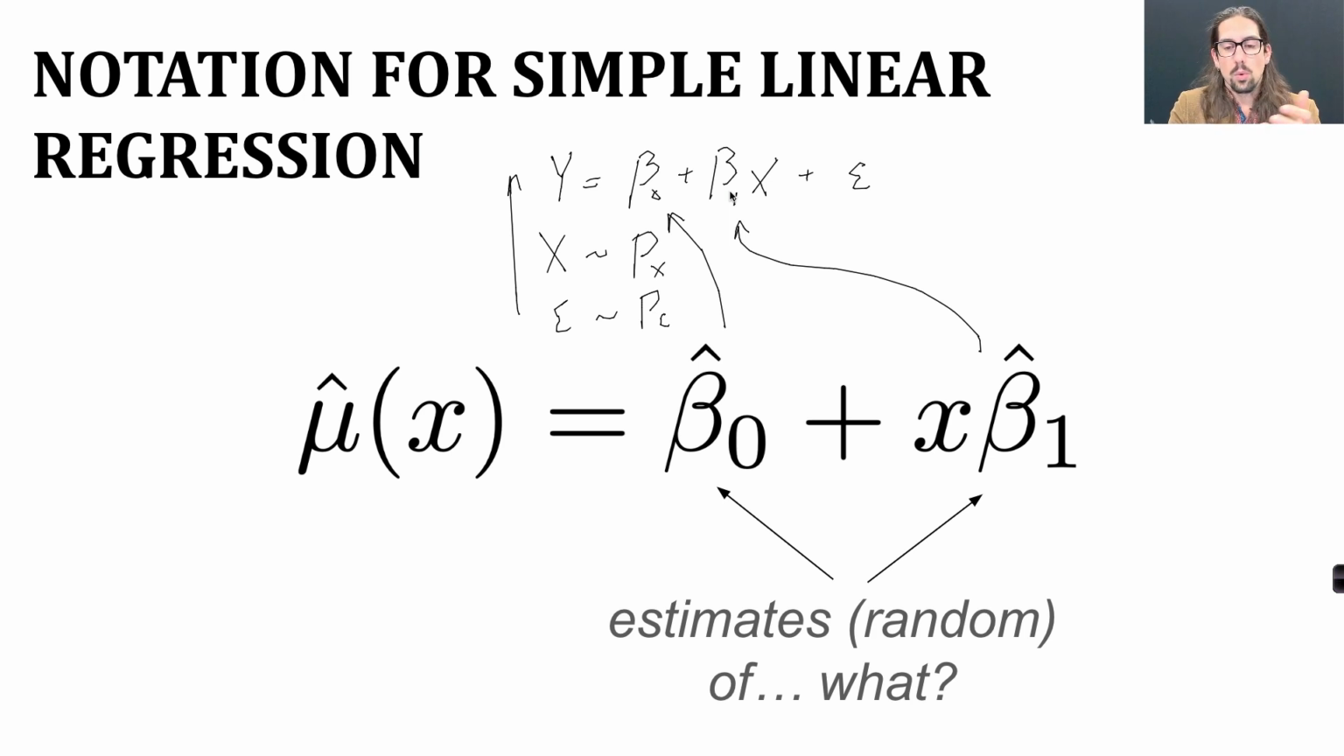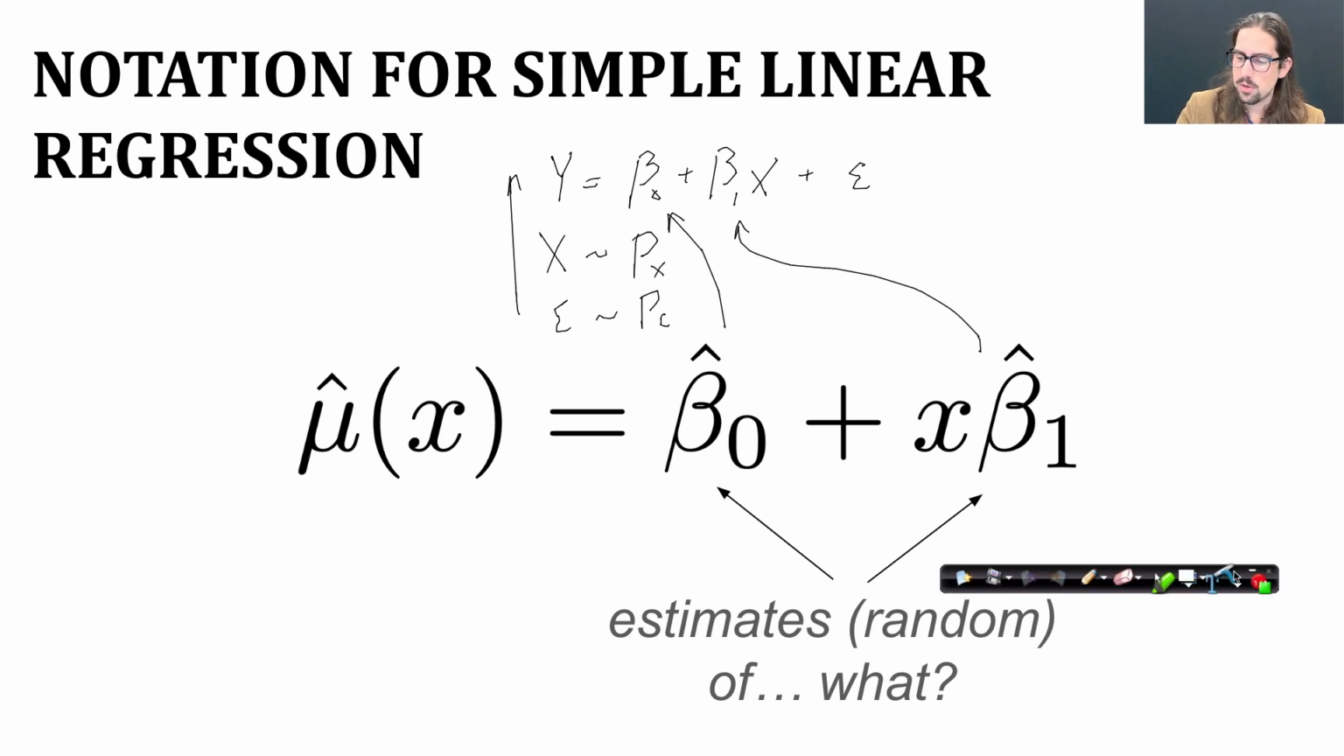But this is crazy. I mean, why would you assume this? There's no reason that the true conditional mean function would be linear in general. We'll talk more about that later. Or even that these errors are independent from your covariates. So why would you assume this?